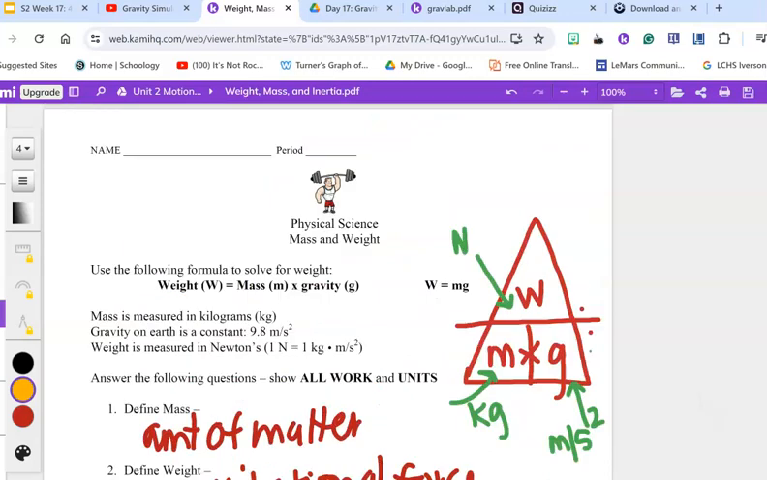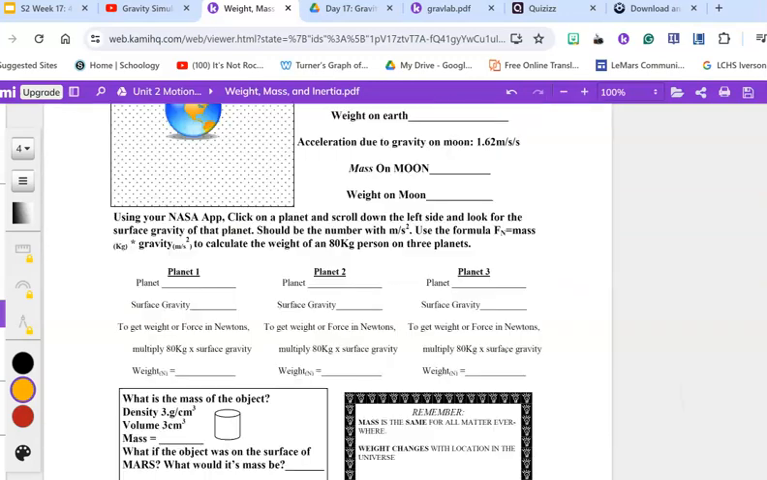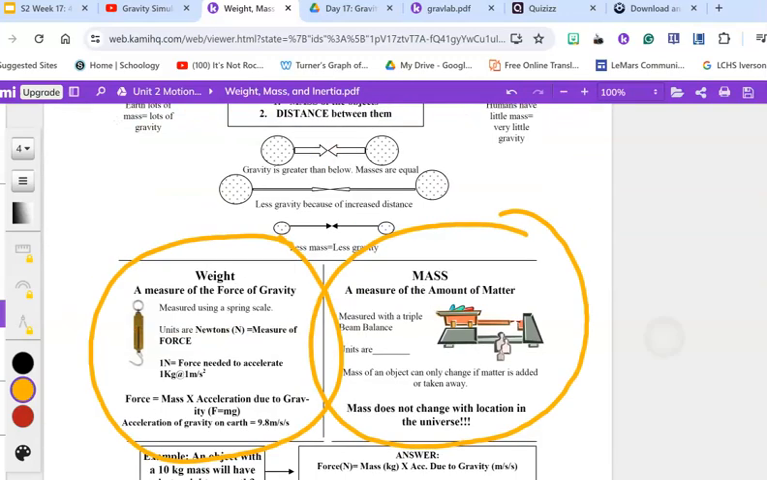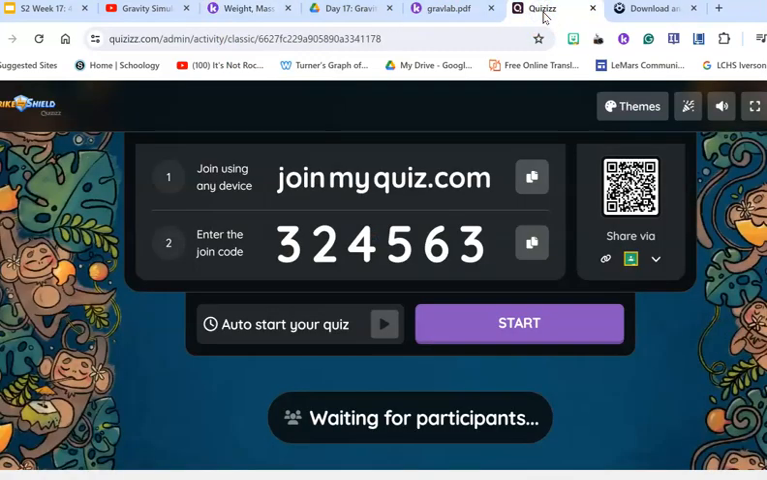Okay, now you'll want to leave this worksheet in front of you with information on weight and mass. And you might even want to have your formula sheet in front of you. Now you're also going to want a calculator. And then you're going to want to get your quiz or your computer out, because now you're going to play a quick game of quizzes. You're going to have about 10 minutes to play once you get started. Top 3 are going to get a piece of candy.